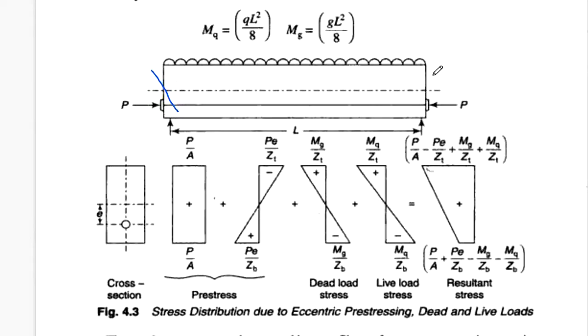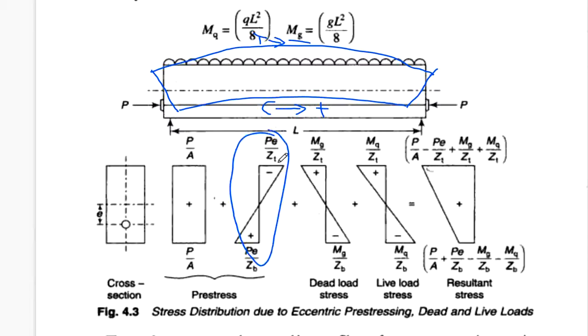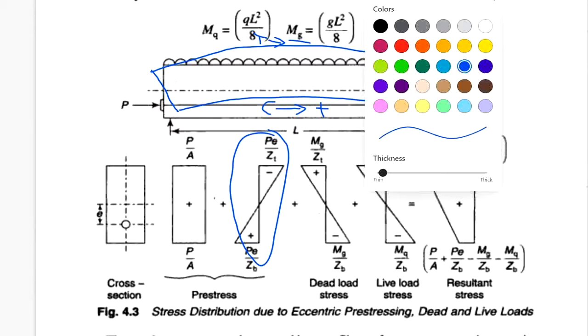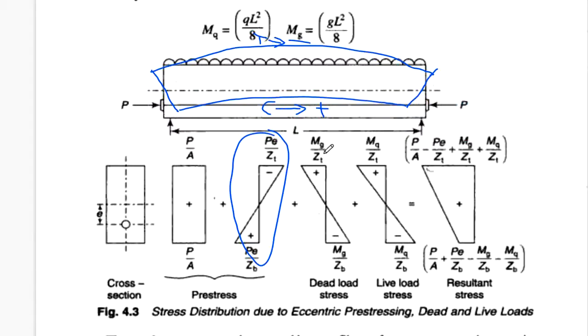So the same beam is going to bend in this manner due to the pre-stressing force. At the bottom there will be compression, so we indicate this as positive. At the top there is tension and we indicate it as negative. This diagram indicates the same: at the top there is a negative, at the bottom there is a positive. Now you can see another thing over here, which is the effect due to dead load.